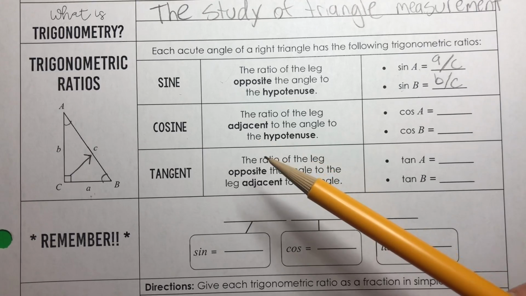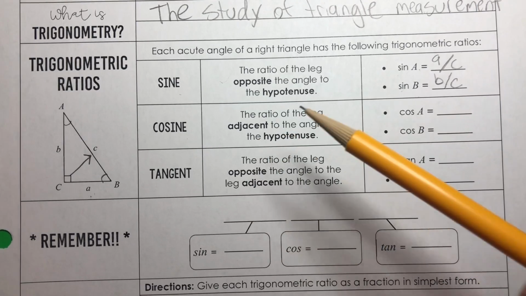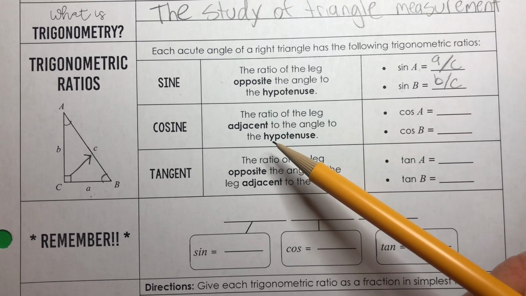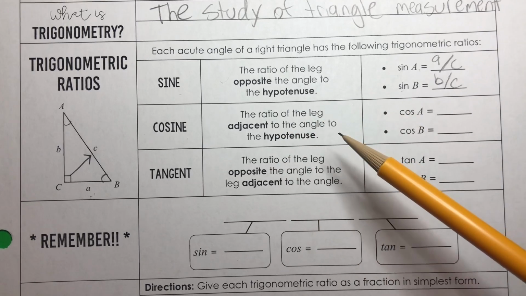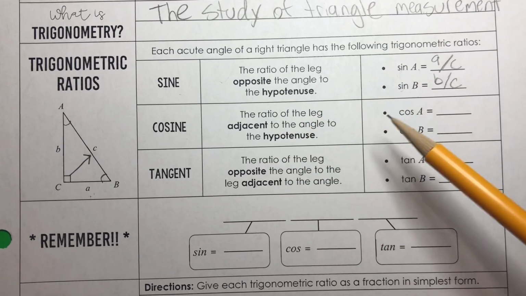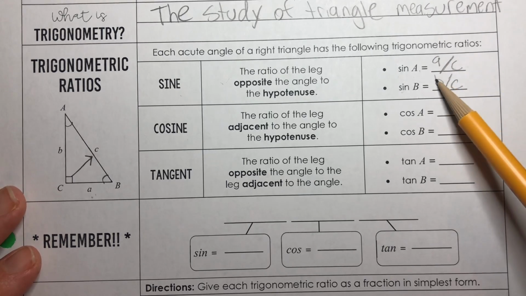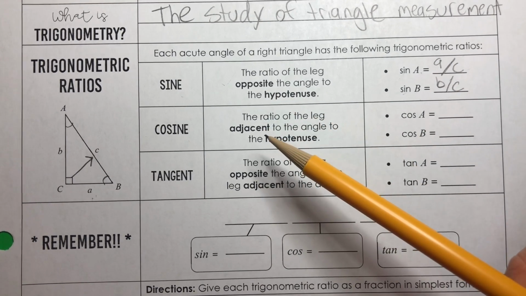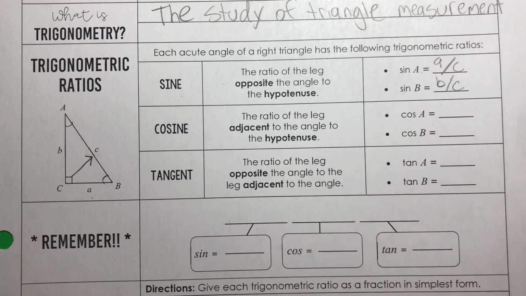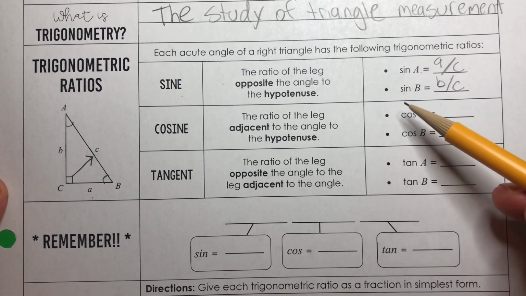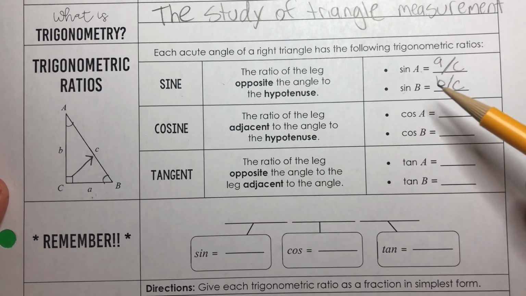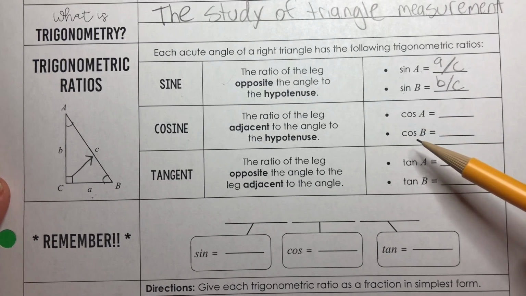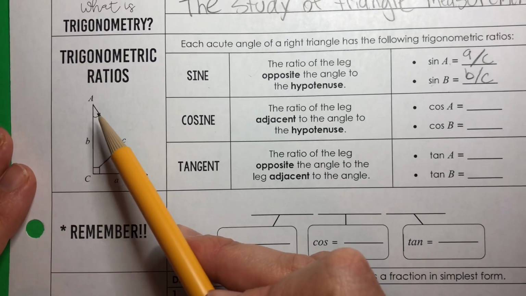Cosine is also a ratio, but it's a little different. It's the ratio of the leg adjacent to the angle and then to the hypotenuse. So remember, we read ratios as one number compared to the other. A to C, B to C. All right, this ratio is going to be the leg adjacent to the hypotenuse. Okay, so cosine, which is abbreviated with COS, we're going to find the cosine ratio of A and the cosine ratio of B.